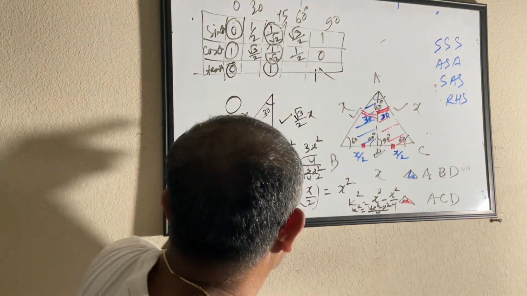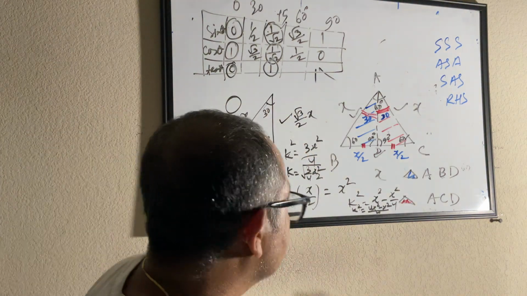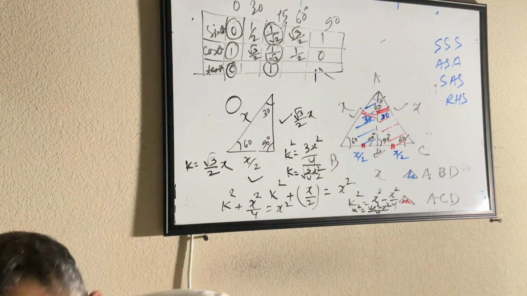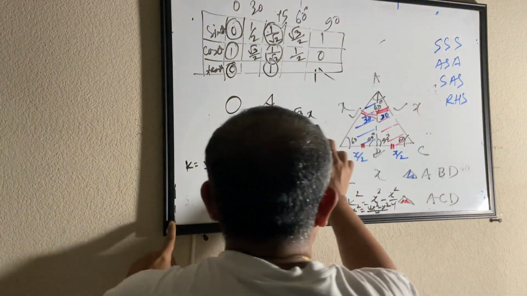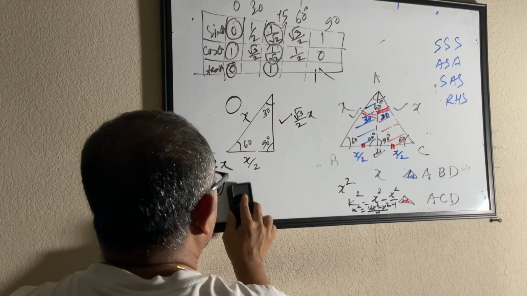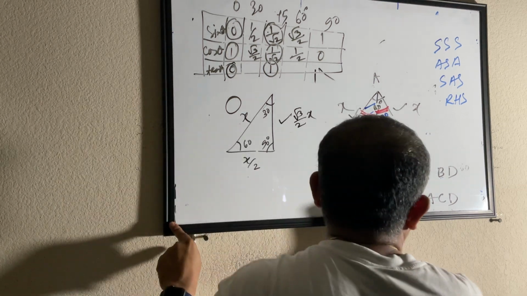Now I have this side, this side, this side, and I have the angles also here. Now we'll apply the trigonometric ratios to find out the value of sine 60 degree and sine 30 degree.